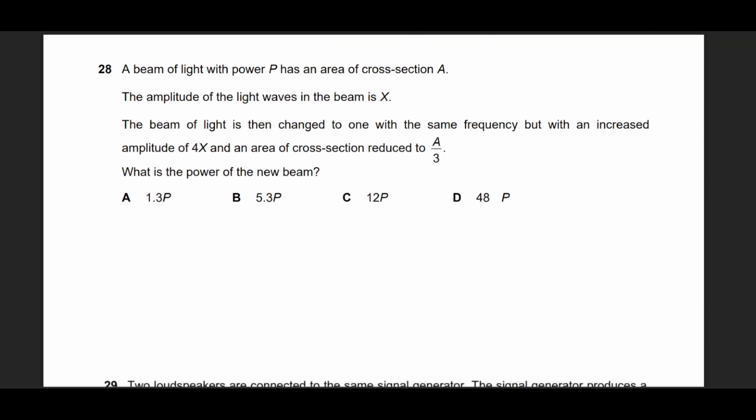A beam of light of power P has an area of cross section A. The amplitude is X. The amplitude of the beam is then increased to 4X and the area reduced to A by 3. Now I can see that the amplitude is increasing and the area is being reduced, which means that it is being focused. The power is definitely going to be much greater than just P.